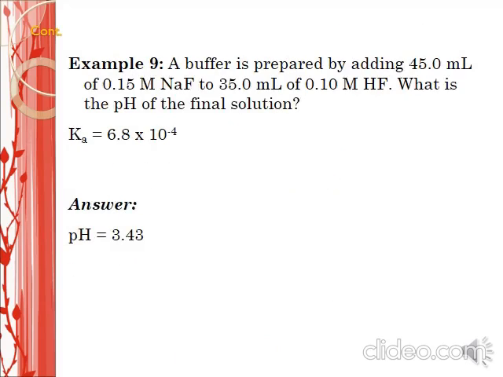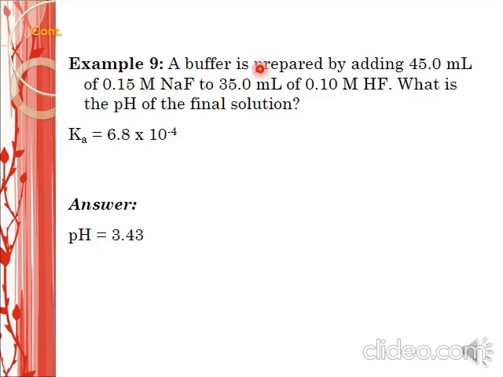Now, this example is different from the previous example because here you are preparing the buffer. In the previous example, the buffer was already prepared, and the final concentration of the acid is 0.02 and base is 0.01. But here the concentration is before the mixing.